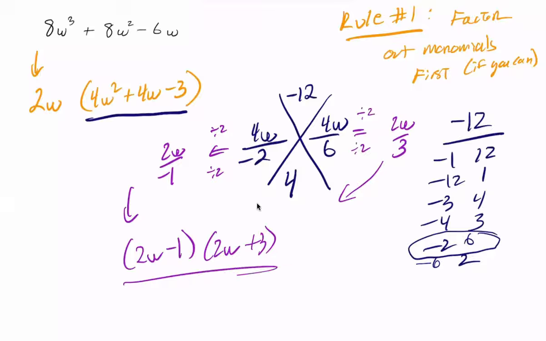You can always check your work by multiplying. That'll get you the right answer. Actually, almost forgot. Don't forget the 2w you factored out. That has to go in front. There we go. Now that gets you the right answer.